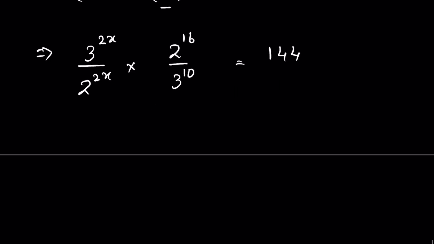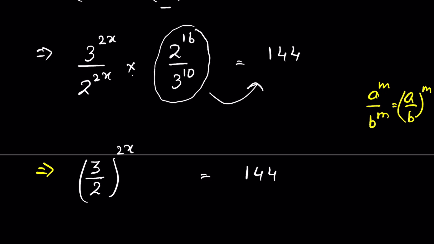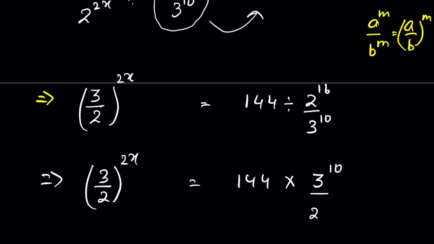is equal to 144. Again, when a raised to the power m upon b raised to the power m, we can write it as a upon b whole raised to the power m. Therefore, here we can write 3 upon 2 whole raised to the power 2x. Now we send this number to the right hand side. It is multiplication here, so it will be 144 divided by 2 to the power 16 upon 3 to the power 10, or 3 upon 2 whole raised to the power 2x is equal to 144 times 3 to the power 10 upon 2 to the power 16.